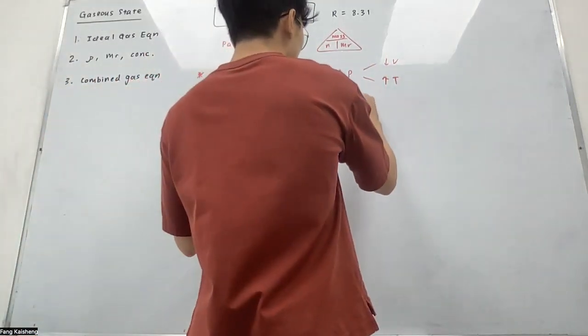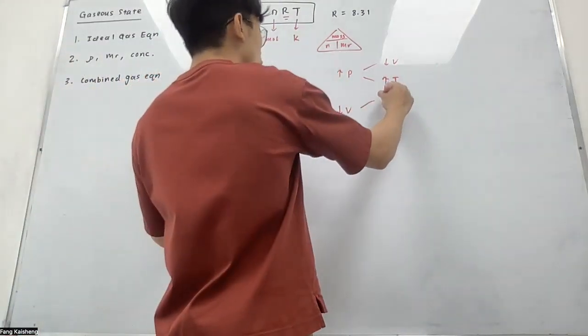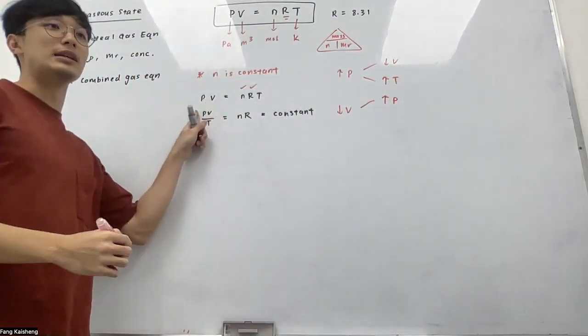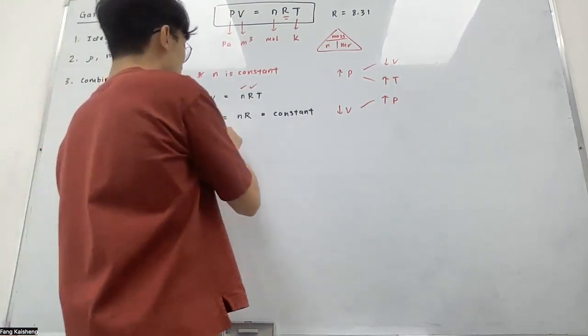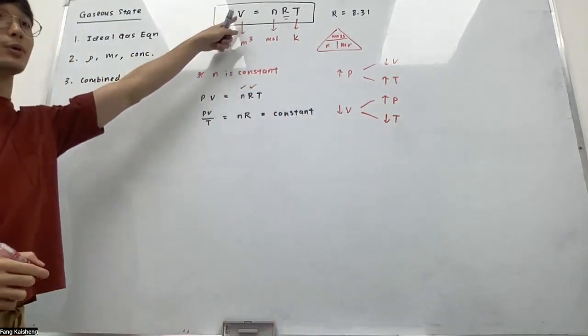If I ask you guys if the volume decreases, what could possibly happen? The pressure increases actually, because one goes down, the other must go up to cancel this out. How about temperature? Temperature will decrease. Because it's all coming back to our relationships that we learned earlier.